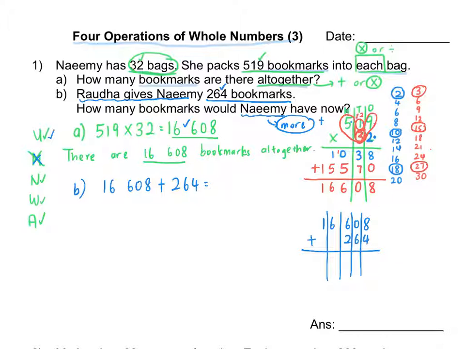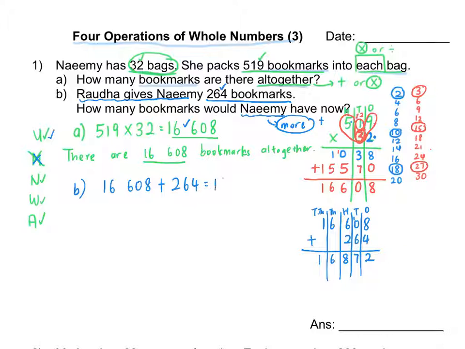Label your place value chart: 10,000s, thousands place, hundreds place, tens place, and ones place. 8 plus 4 is a 12. 1 plus 6, 7. 6 plus 2, 8. 6 plus nothing, 6. 1 plus nothing, 1.